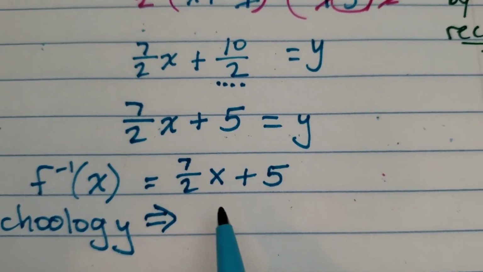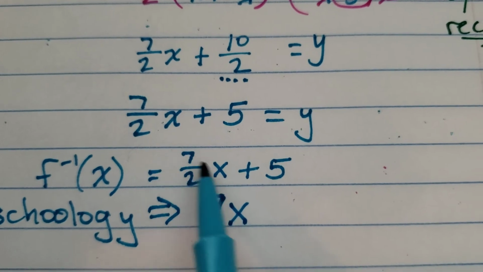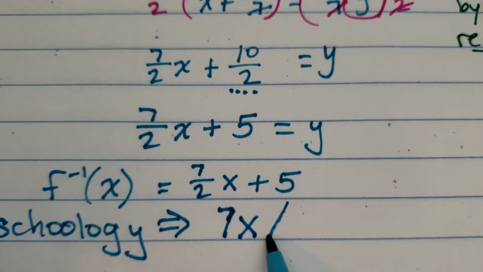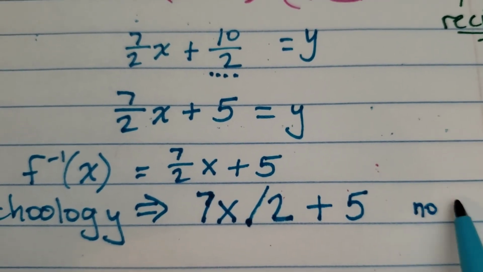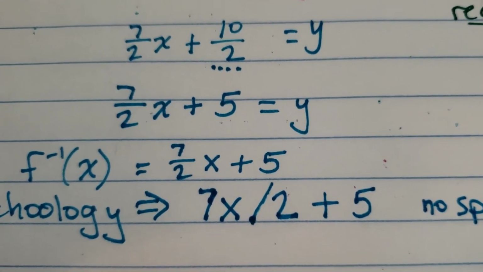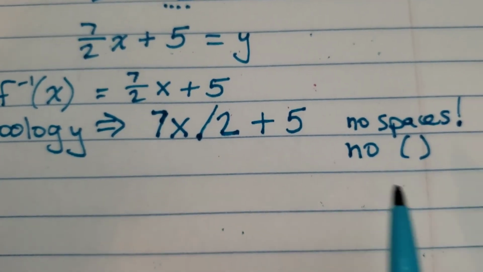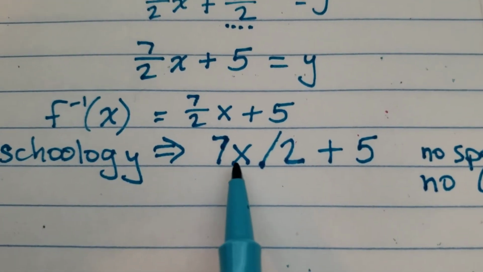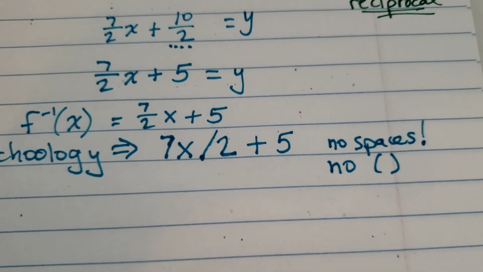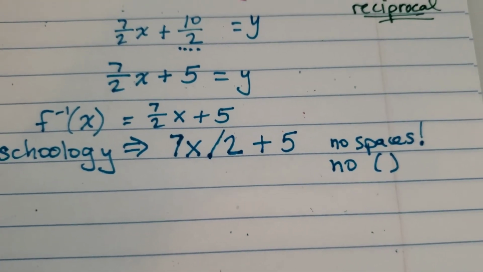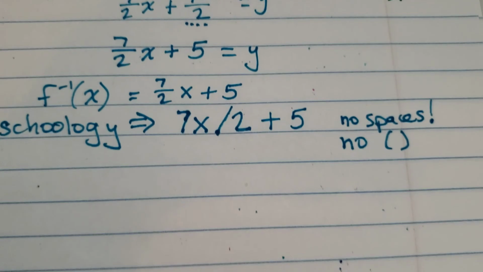you would have to type it like this, 7x, because the x needs to go in the numerator, 7x slash 2 plus 5. No spaces and no parentheses, okay? You don't need parentheses if there's just one term in the top. If the numerator had something like 7x plus 3 or something like that, then you would have to have parentheses around it. There are no parentheses needed if it's just 7x. That's just one term being held together with multiplication.